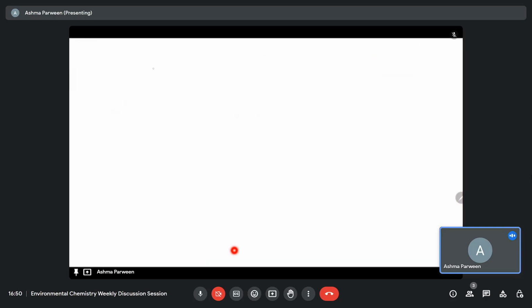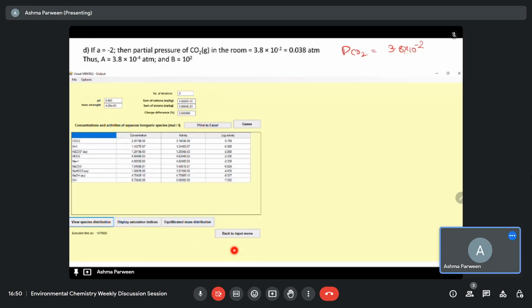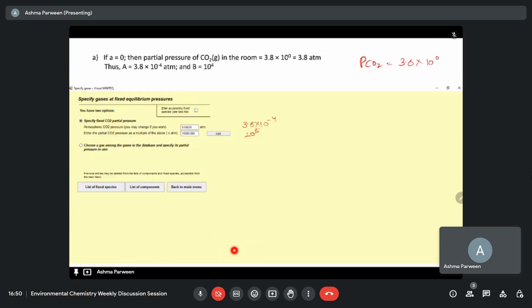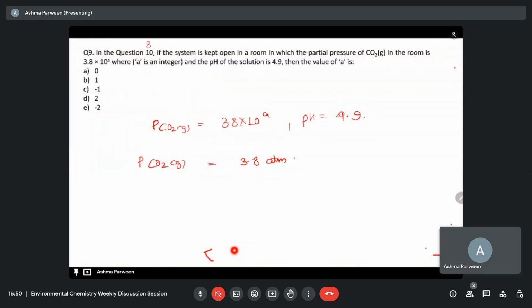From all these values, by running all these, we got that at A equals 0, pH is 4.907. In the question we have been given 4.9. So the correct option is A only. That is at PCO2 equals 3.8 into 10 raised plus 0, that is 3.8 atm, the pH of the system is 4.9. So A is the correct answer here.